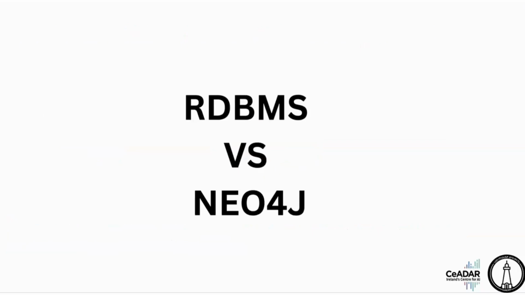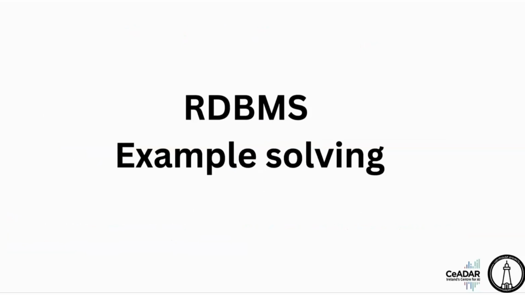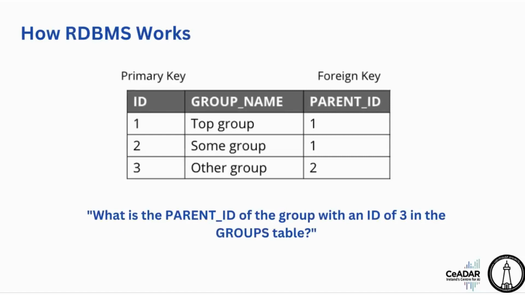So let's start with the difference between RDBMS and Neo4j. Let's take one example for RDBMS and try to solve it to see how RDBMS is useful. Here is a table where the primary key is ID 1, 2, 3, and we have group names: top group, some group, and other group. The parent ID is a foreign key with respect to it: 1, 1, and 2.